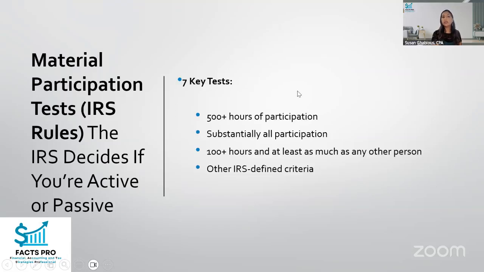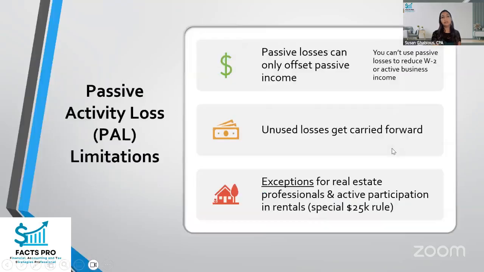So, the material participation test. The IRS actually gets to decide if you're active or passive. So you can't just say I'm active or I'm passive. There are some tests, and there are seven key tests. The most common that you need to be aware of is the 500-plus hours of participation. You need to be substantially all of the participation, like you're the one doing more work than others, especially with 100-plus hours and at least as much as any other person. So no other person is doing more than you are doing. And there are some more defined criteria.